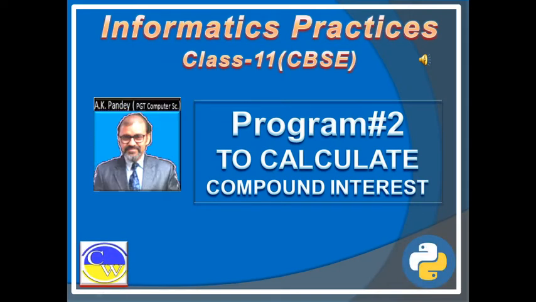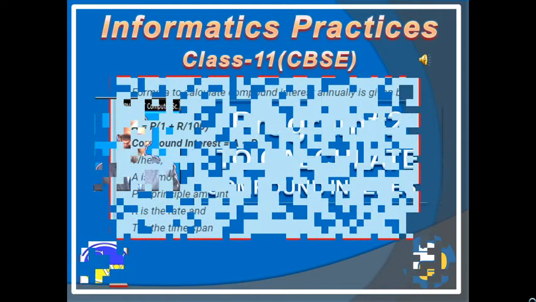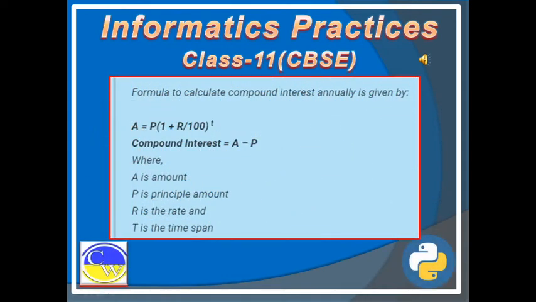Today I have brought a program for your practical file to calculate compound interest. The calculation of compound interest is a little different from the calculation of simple interest that you did in the first program. It is also straight formula based coding. There is no branching using an if statement, and no looping using a for loop or while loop. So it is a straight formula, simple sequential programming.